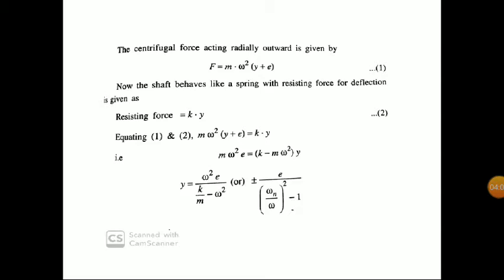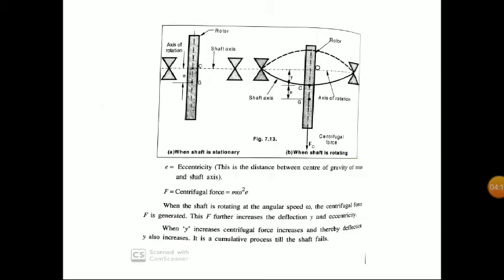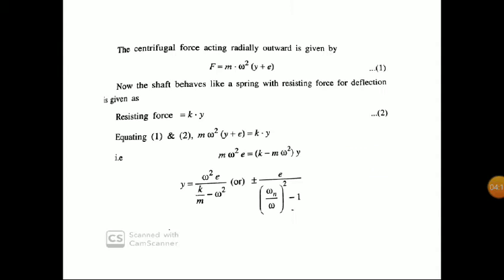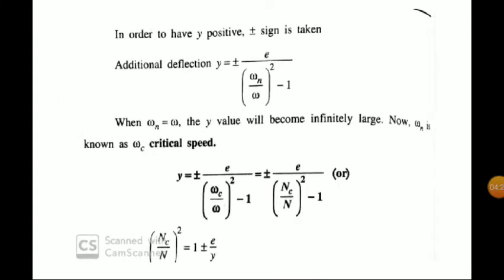And one more thing I am telling here: what does the plus or minus sign mean? Here you can see the shaft moves in the upward direction and also in the downward direction. So the upward direction we give a positive sign, and the downward direction a negative sign. So the additional deflection produced is given by y equal to plus or minus e by (omega n by omega) whole square minus 1. And suppose when omega n equals omega, the condition of resonance will occur, which means the denominator term will become 0. So the value of y will become infinity. And we can say that at omega n equal to omega, the speed at which the shaft is rotating is called the critical speed.